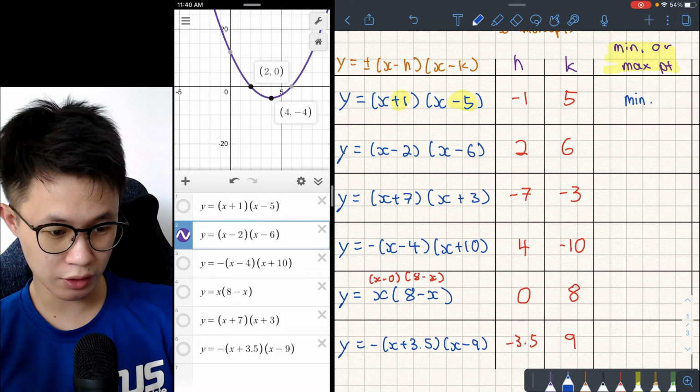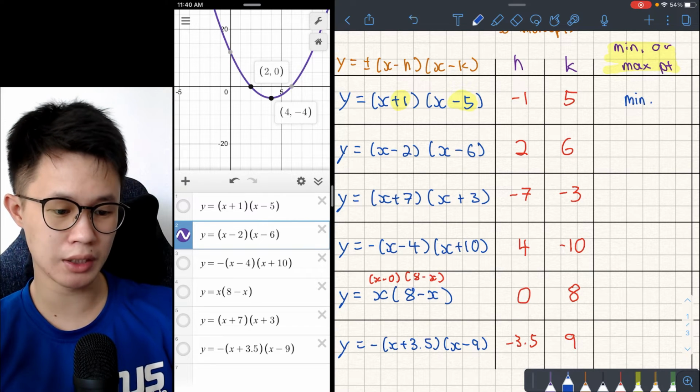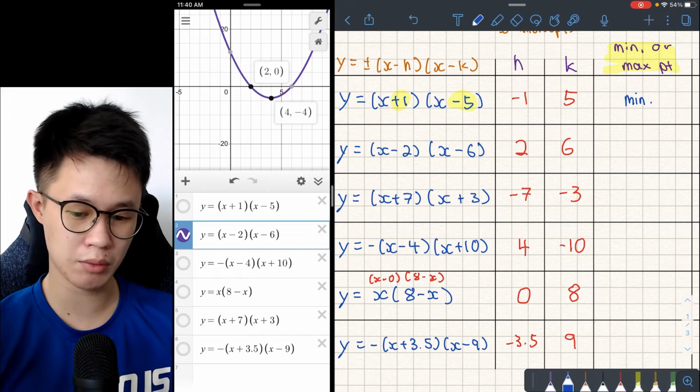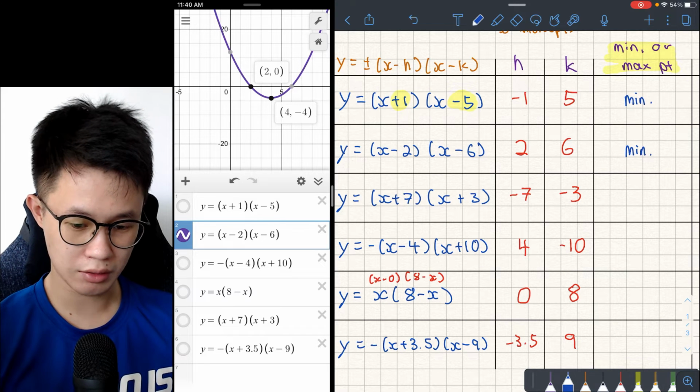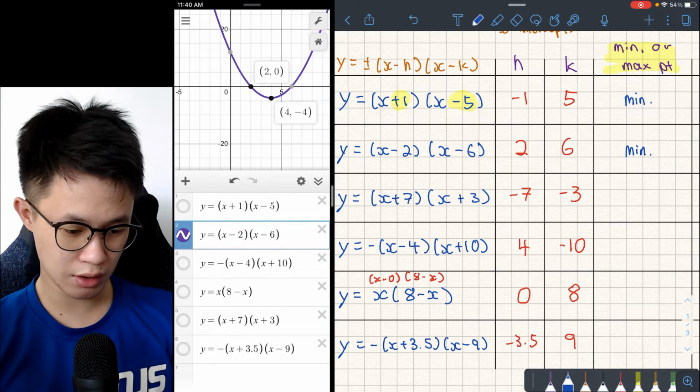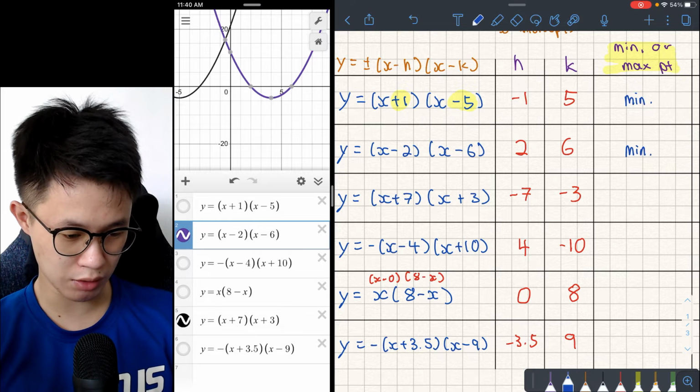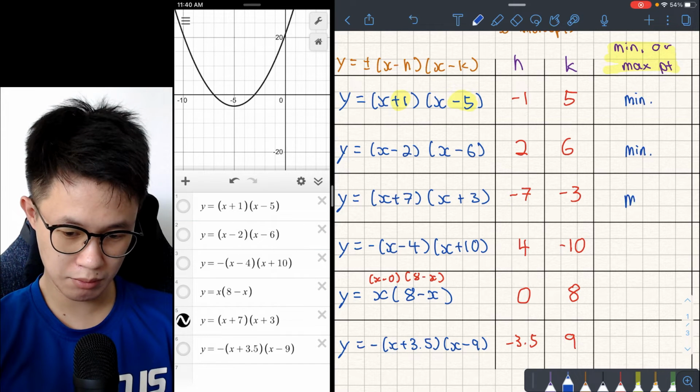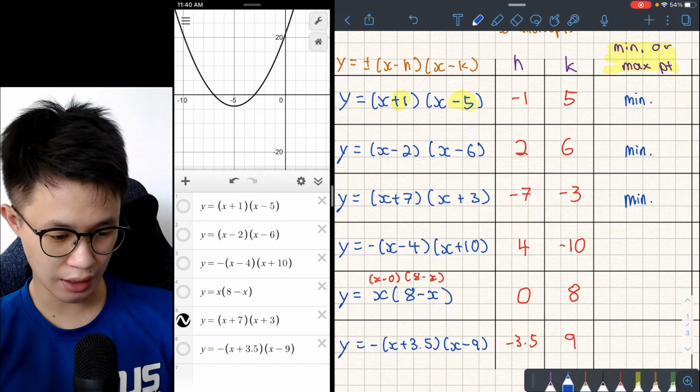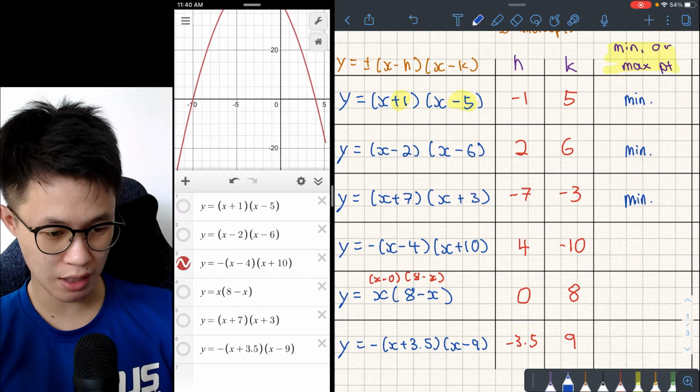Okay, the y coordinate of the other points will always be bigger than the minimum point. That's the way we look at things like that. Okay, and last but not this one, if I'm not wrong, should be minimum as well. Yep, this is minimum. And finally, we have one with a maximum point.